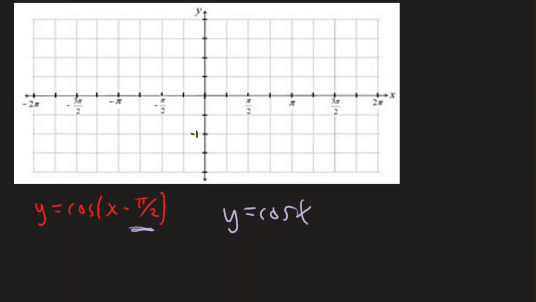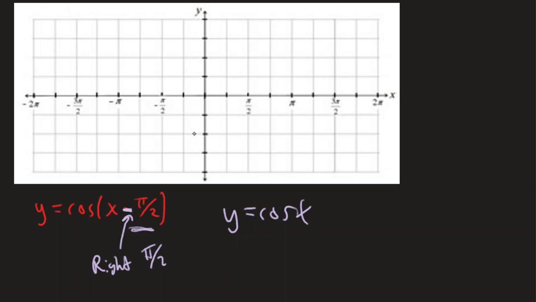pi over 2 on x, which is going to shift it right pi over 2, because it shifts it c over b. This is c, this is b, but pi over 2 divided by 1 is just going to be pi over 2. And it's right because this is subtract, just like your algebra rules from algebra 2.